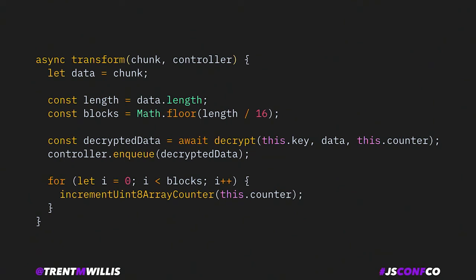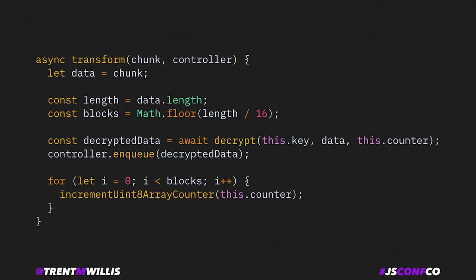We get the length of the data and take that length divided by 16 to get our blocks. And this is because we specified earlier a length of 128 bits for each block in our encryption. And so 128 bits translates to 16 bytes, and thus we divide it by 16. And that'll give us the number of blocks that's in this chunk of data that we just got back. We can then decrypt the data using a slightly modified version of our function from earlier, where we pass it our key, our data, and the counter. And then finally, we enqueue that data into the output or the controller.